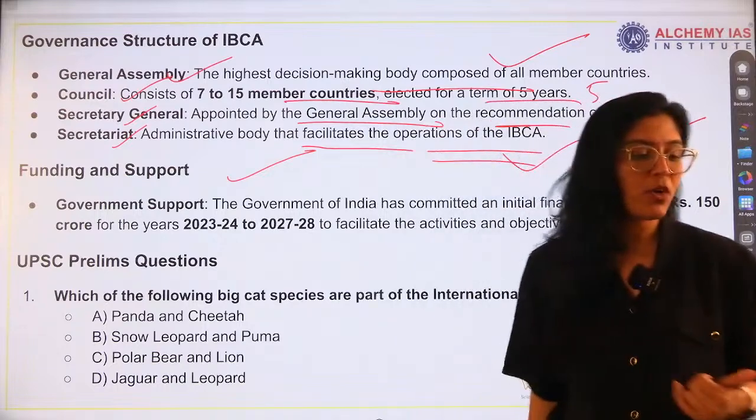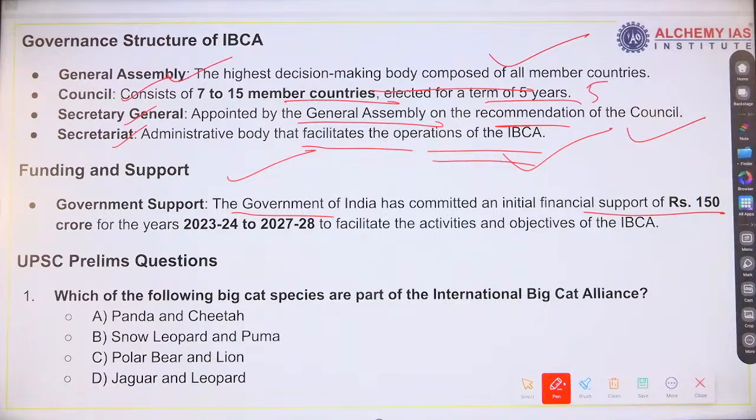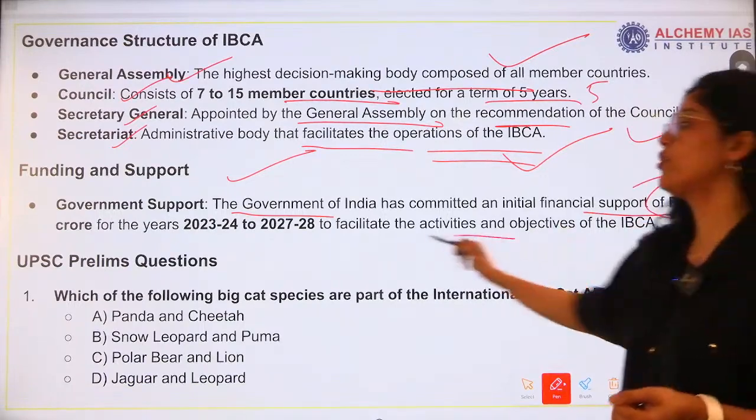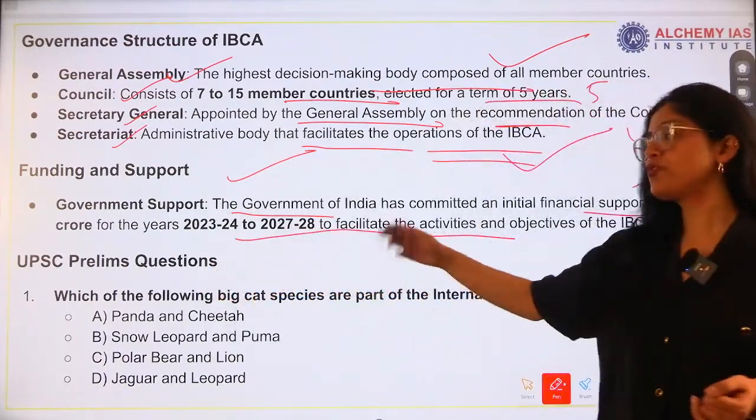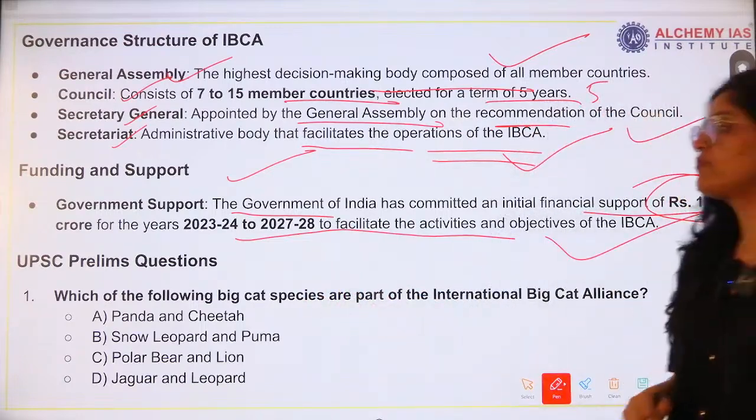Funding and support, very important. First is government support. The Government of India has committed an initial financial support of rupees 150 crore, and the time period is 2023-24 to 2027-28 for the activities of IBCA.